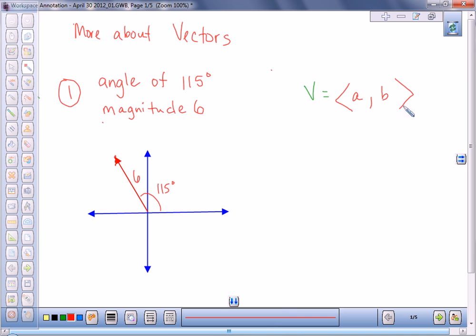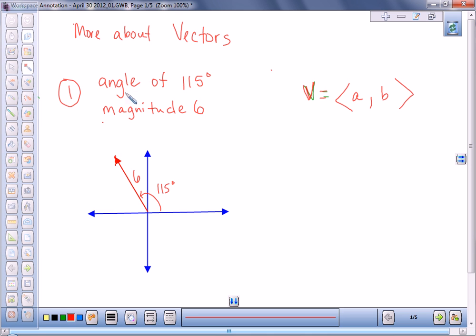So remember, component form for a vector is V, and we want to make this look like a bold V, so let's try to make that a bold V. V is equal to, and this shows it's a vector, A and B. So how would we do it here if we had an angle of rotation of 115 degrees and a magnitude of 6? Now, some of you might be wondering why I'm going 115 degrees this direction.